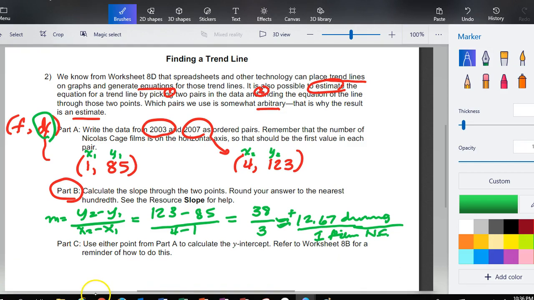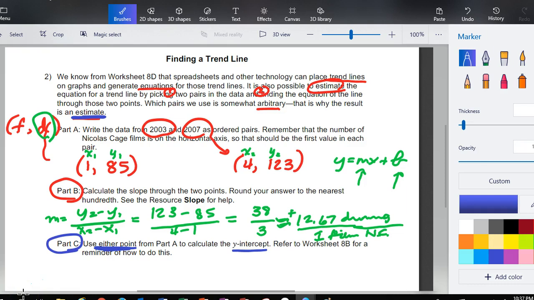Another part that needs to become rote, or just automatic, is when we're talking about a trend line, we're going to need an equation. The equation y equals mx plus b is on standby. You just calculated the slope, and so we need a y-intercept. Looking down here at part C, use either point, because this is an estimate from part A, to calculate the y-intercept, and refer back to what we have already done to calculate this.